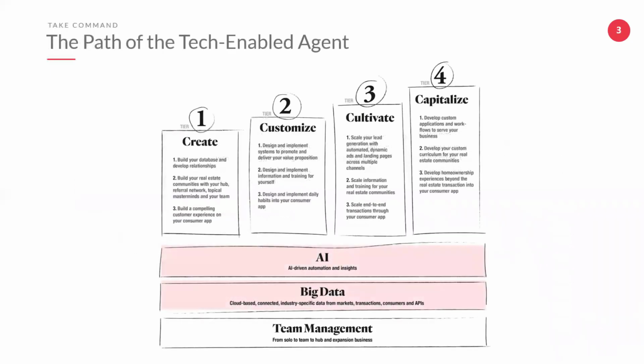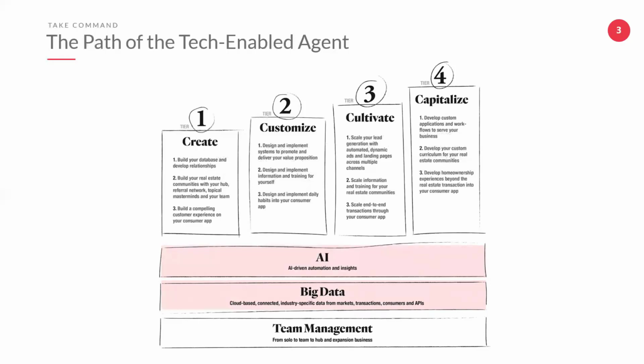With that, first thing I want to talk a little bit about is the path of the tech-enabled agent, which is the single sheet that I gave you. This is the new curriculum that KW is building their technology training around. There are 4 tiers, and those tiers are layered over AI, which is the artificial intelligence, and the big data, which is all of the data they've been collecting since the inception of KW in '83, and over some team management tools there. So those four tiers, the first one is create.